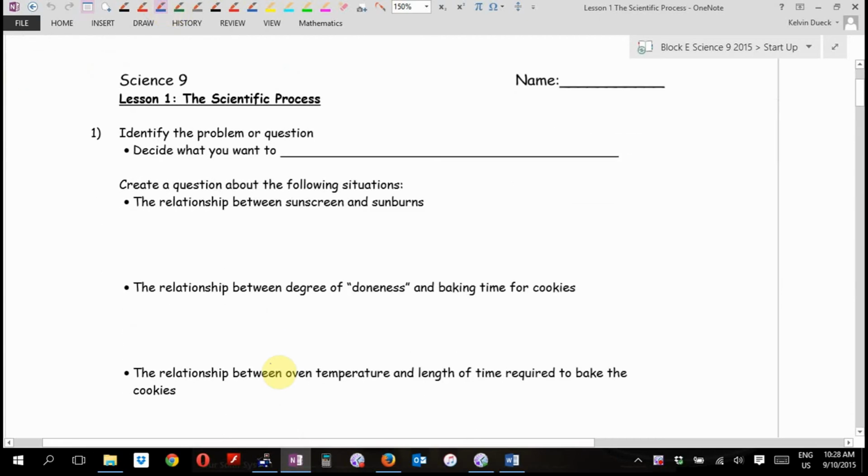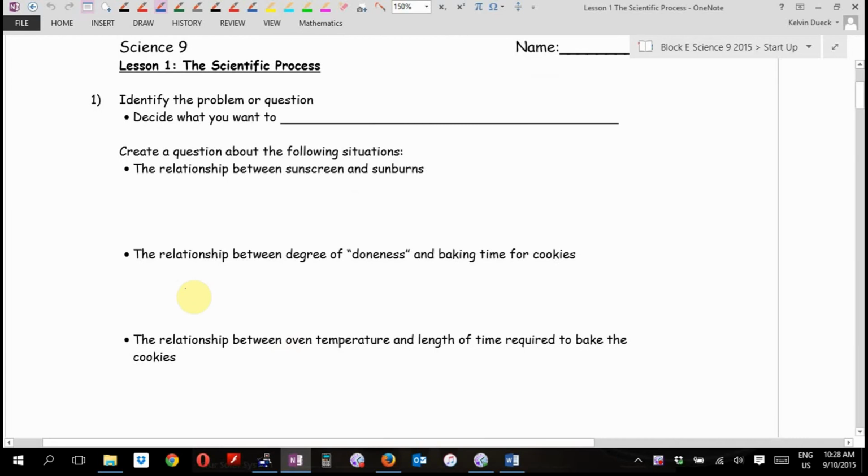Hey, welcome to Science 9. Lesson 1, we want to talk a little bit about the scientific process. This notion of why is science so important? It gives you a way of thinking about the world, a way of analyzing the world. So I wrote down here, the first thing that we do in the scientific process is we identify the problem or the question.